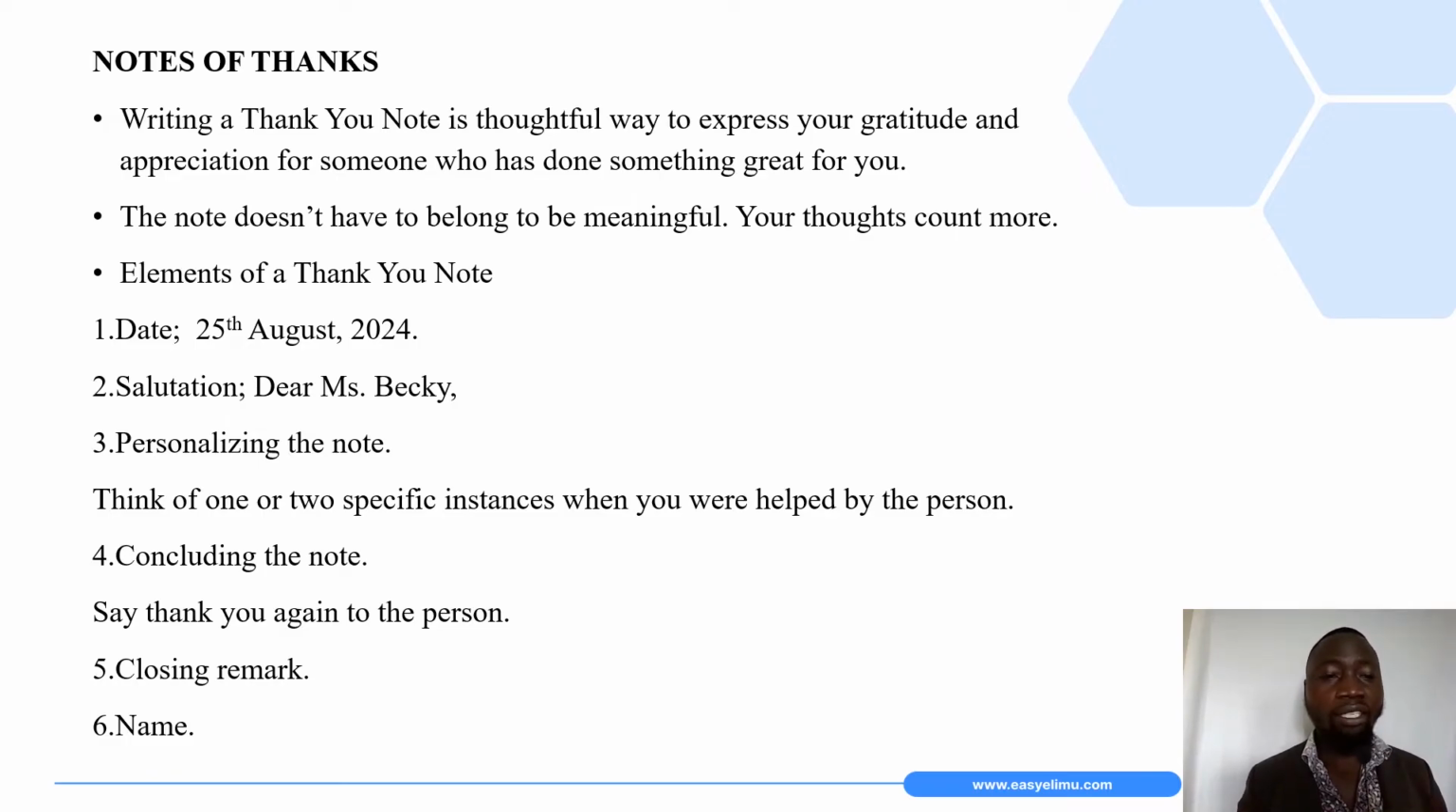So let us look at some of the elements of a thank you note. What are some of the elements of a thank you note? So talking about the elements, we are simply going to look at the format or maybe the steps to writing a good thank you note. So the first thing, if it is a note, remember a note is different from a letter. When writing a letter, there is the address. When writing a letter, we normally use addresses. So when writing a note, and in this case, I want to talk about a thank you note, these are some of the things that you're supposed to include.